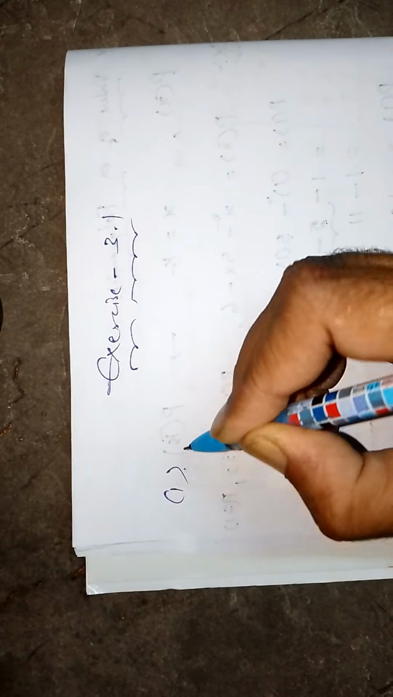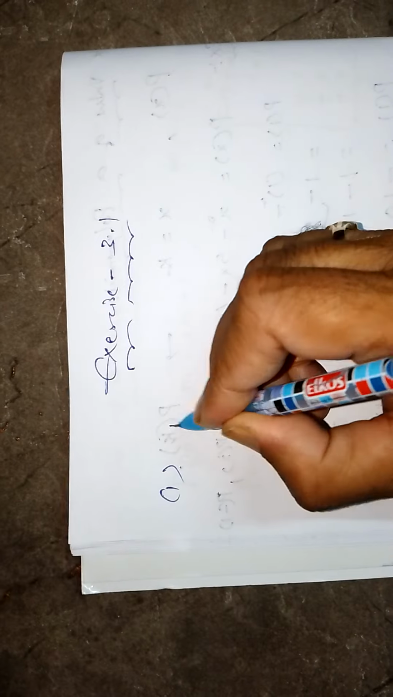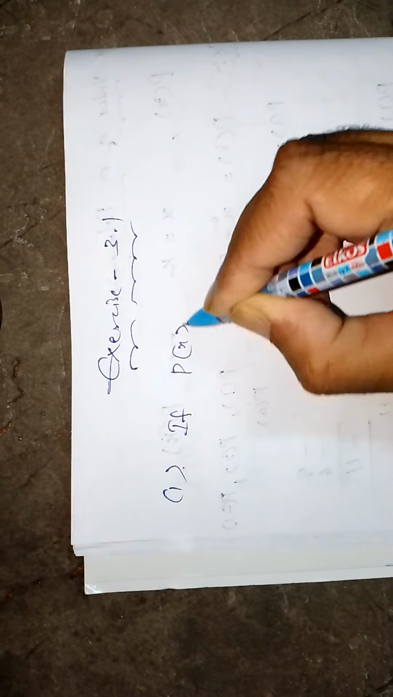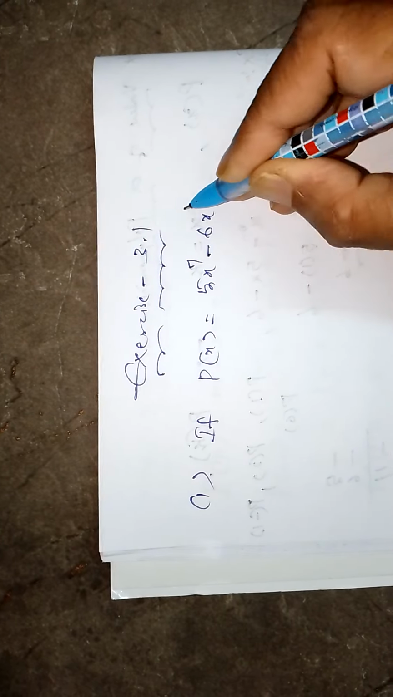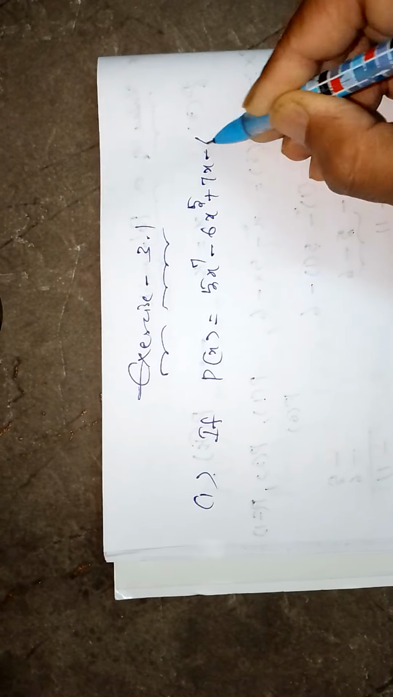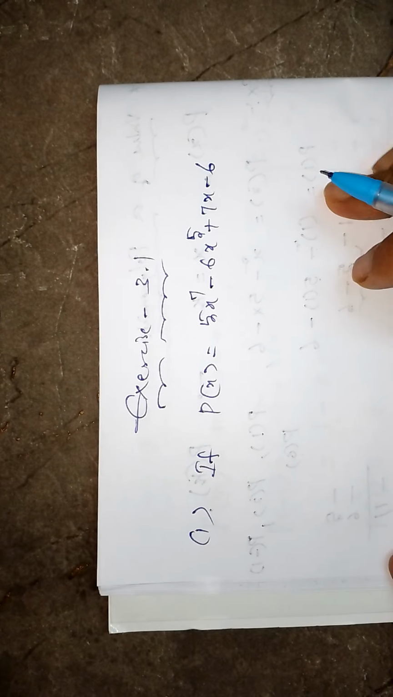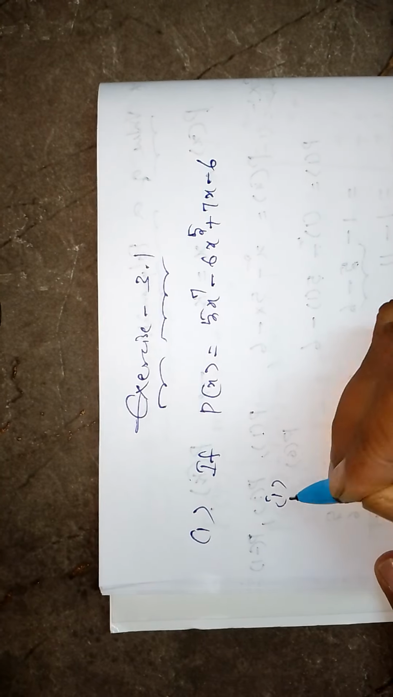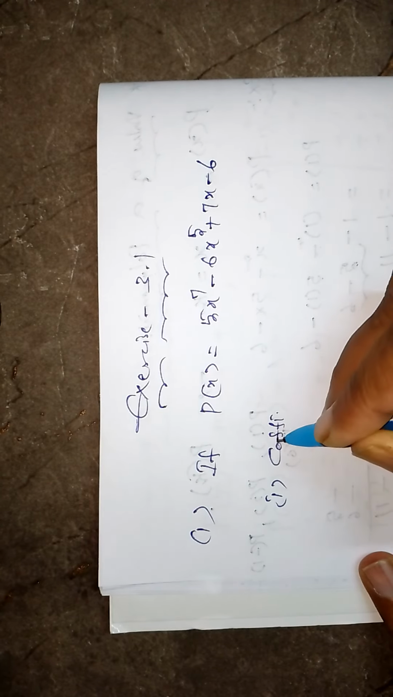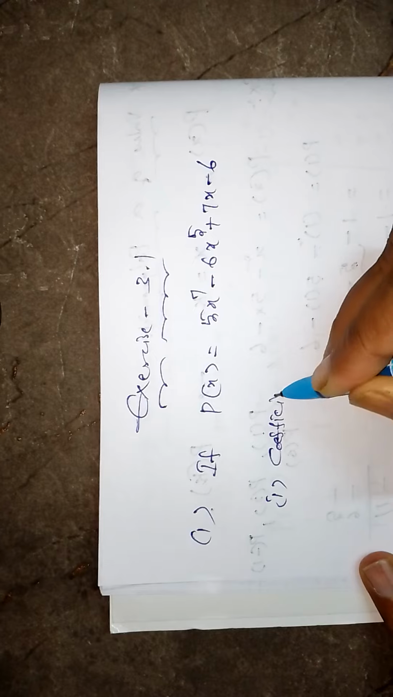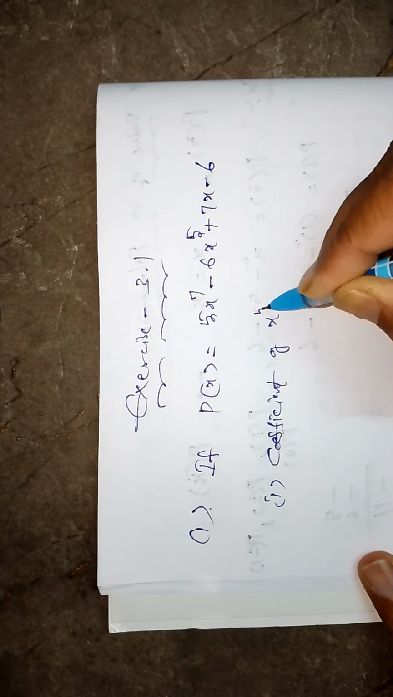So in the first Roman, they gave p of x equals 5x power 7 minus 6x power 5 plus 7x minus 6. Here is the given polynomial. In this polynomial, the first question they asked is the coefficient of x power 5.